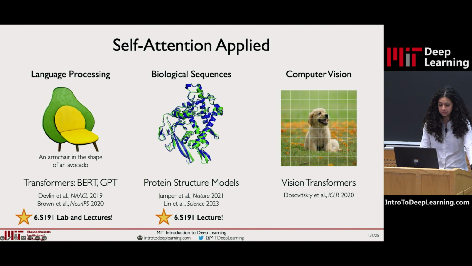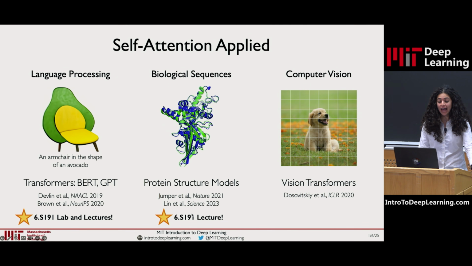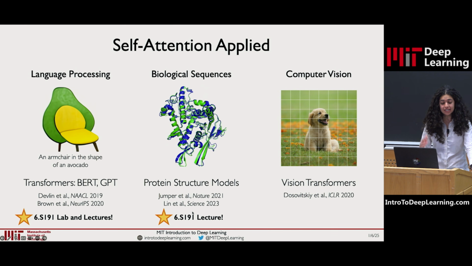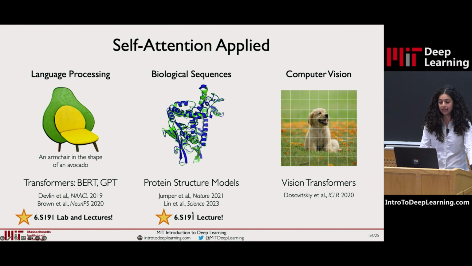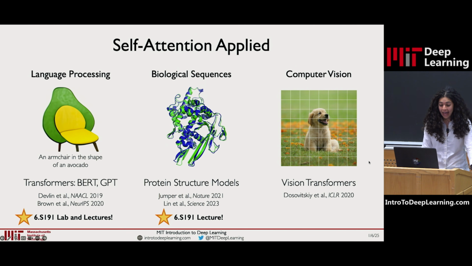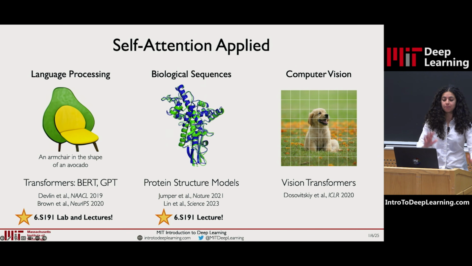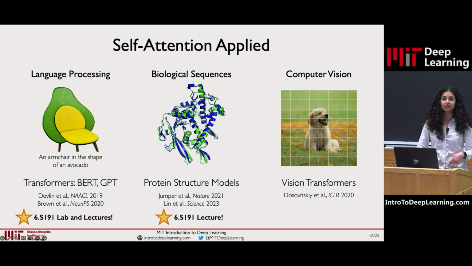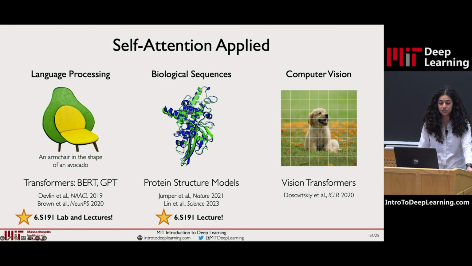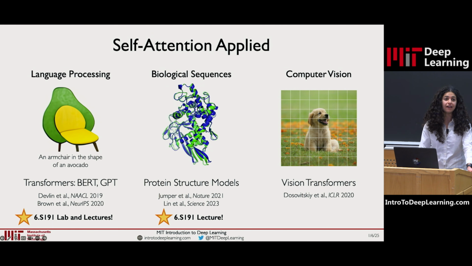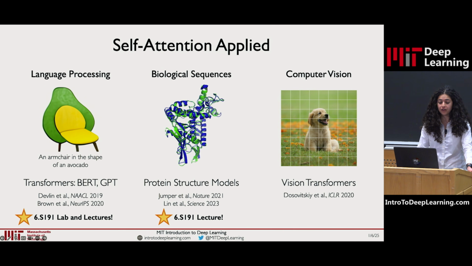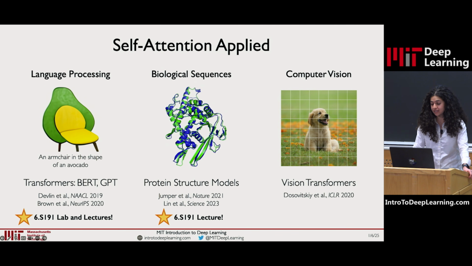We'll also see a bit about how attention and sequence modeling has been extended to biological sequences in one of our guest lectures, and in fact, in something that may not appear sequential, like images or computer vision. There are a class of models called vision transformers that have now also become very, very powerful in processing image data as well.